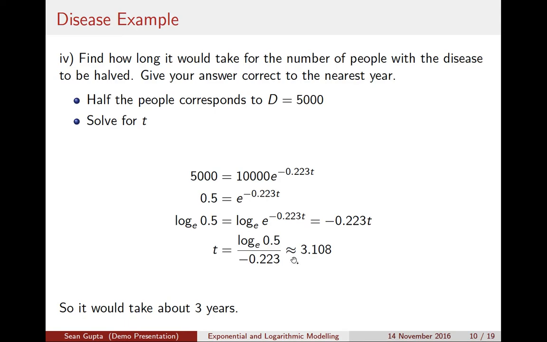Okay, remember, you can calculate this with your calculator. First do the logarithm, then divide. And we were asked to give the answer correct to the nearest year. So we round this to 3 years.